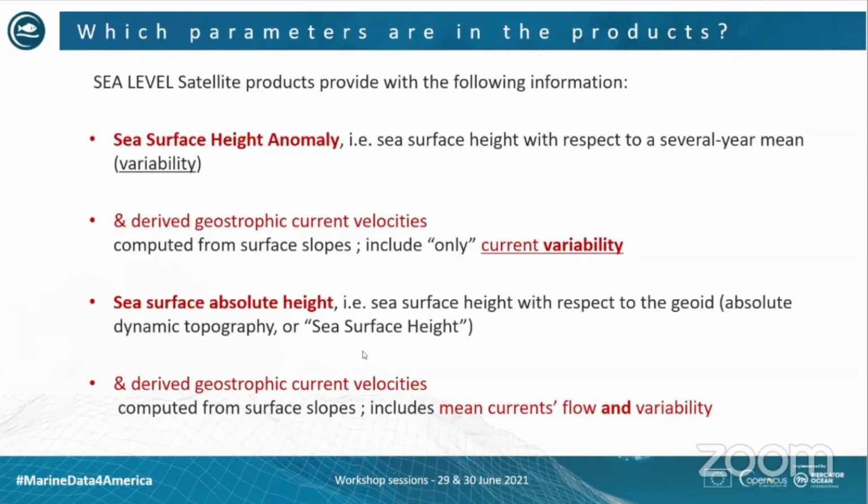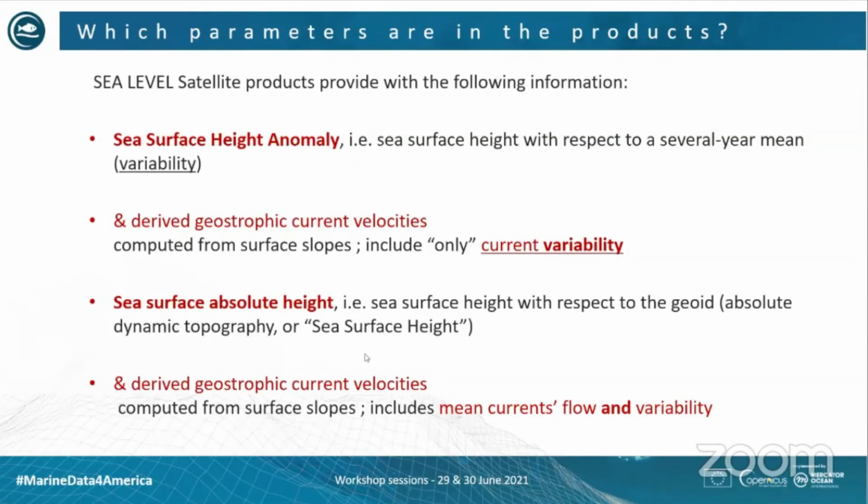Within the products, you will find the sea surface height anomaly, also called sea surface height with respect to a several-year mean. They are showing the variability of the ocean surface topography. And from these sea surface height anomalies, sea level anomalies, we derive geostrophic current velocities, which are computed from the surface slopes. Those include only the currents' variability.